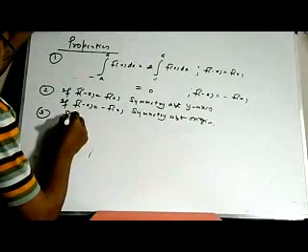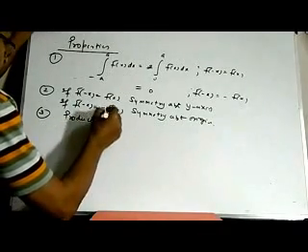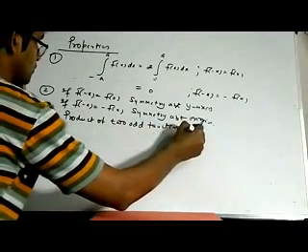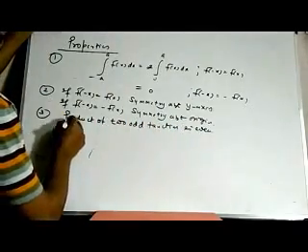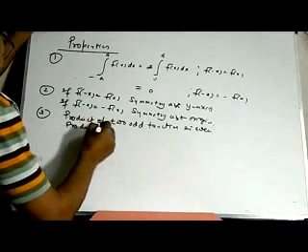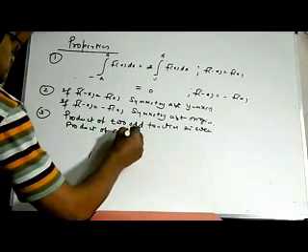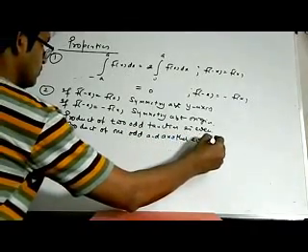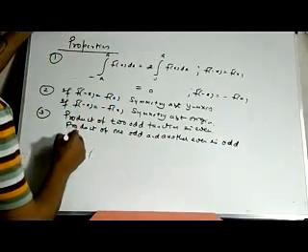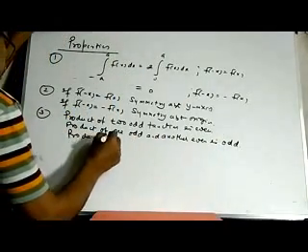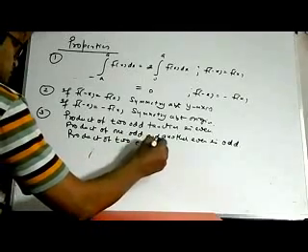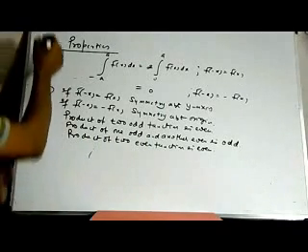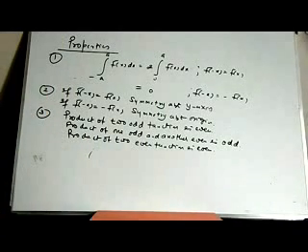Number 3, the product of two odd functions is even, and the product of one odd and another even is odd, and the product of two even functions is even. So these properties we are going to use in the Fourier series.